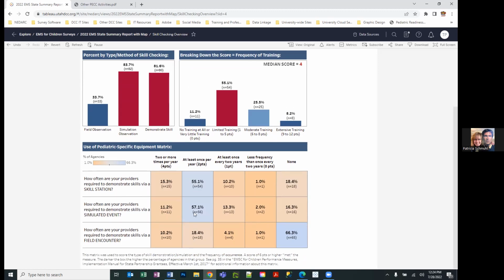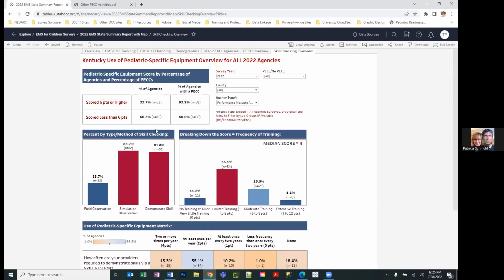So you can see here in Kentucky, most of them are doing skill and simulated, as we saw above, and this just tells you the percentages that are doing that. And you can combine 2 or more in this and say, these are your top performers. So I just wanted to mention 2 things real quick.